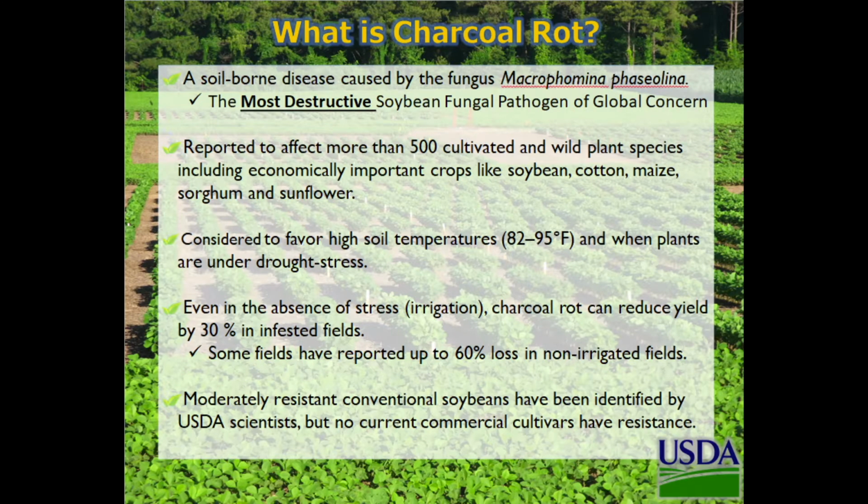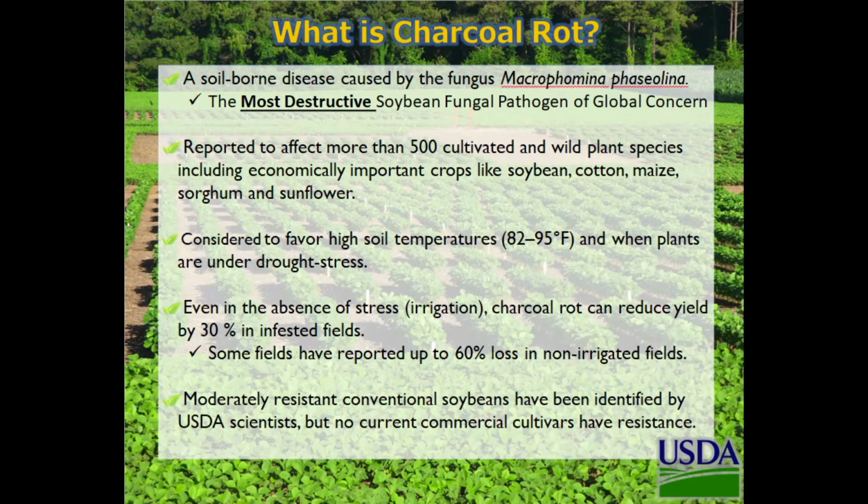Charcoal rot is caused by the fungus Macrophomina phaseolina and can develop throughout the world on many economically important crops, including 500 plant species. This includes some of the most common crops we rotate with, which would be cotton, corn, sorghum, and the list goes on and on. Charcoal rot has been considered by some to be the most destructive soybean fungal pathogen of global concern.